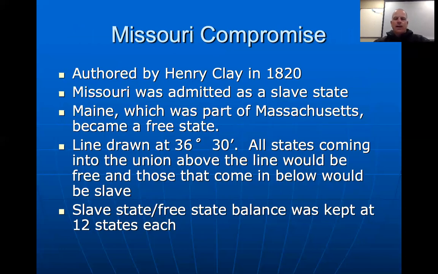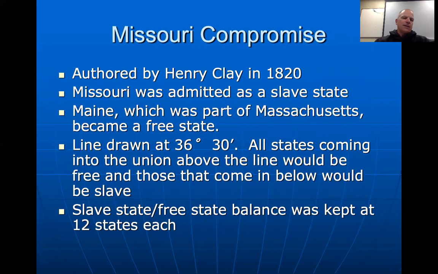And it was Henry Clay, the guy that we've been talking about as the Speaker of the House. He's from Kentucky, a pro-slavery guy. In 1820, he came up with what is known as the Compromise of 1820, but it's better known as the Missouri Compromise. Missouri was admitted to the Union as a slave state. Maine, which was originally part of Massachusetts, was to become its own state, and it would be a free state, thus maintaining the balance between the free and slave states.